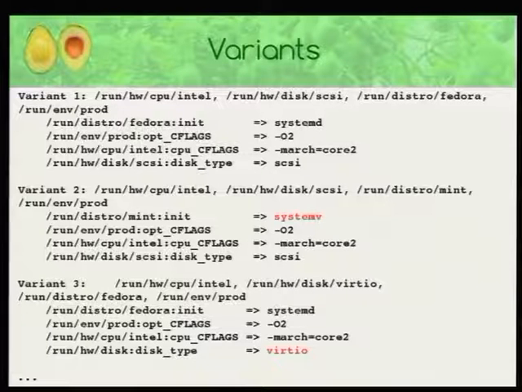Here, just the first 3 variants created out of that file. There's not enough space to put them all, but you can see that in the first variant, you have these 4 values for those keys. In the second variant, you have just these changing here. In the third variant, we have the same systemd as in the first one, but now it's with a different value for disk type, and so on.